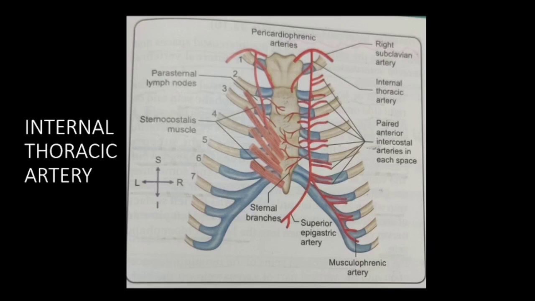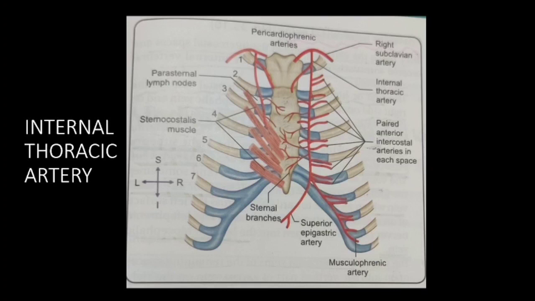Now what are the other branches? We said that there are anterior intercostal arteries. You have to definitely remember the anterior intercostal arteries, and also the terminal branches, that is the superior epigastric and the musculophrenic artery. And what is the level of the termination? It terminates in the sixth intercostal space. So don't forget that it terminates in the sixth intercostal space.